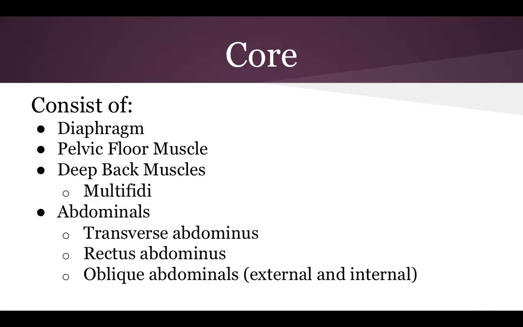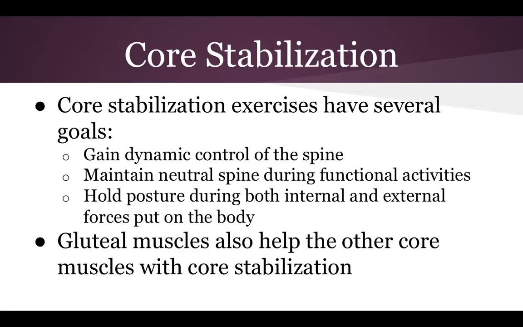And on to the core. The core consists of muscles such as the diaphragm, the pelvic floor muscles, deep back muscles including multifidi, and abdominal muscles including transverse abdominis, rectus abdominis, and oblique abdominals, both internal and external. The transverse abdominis is a major stabilizer of the SI joint.